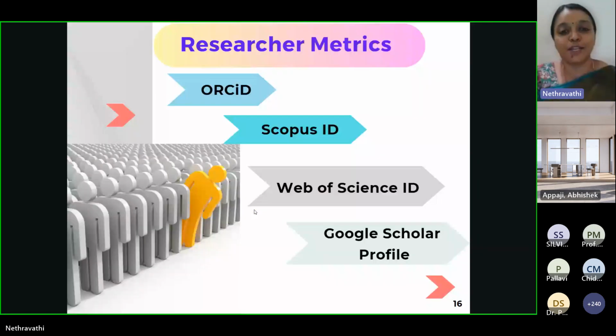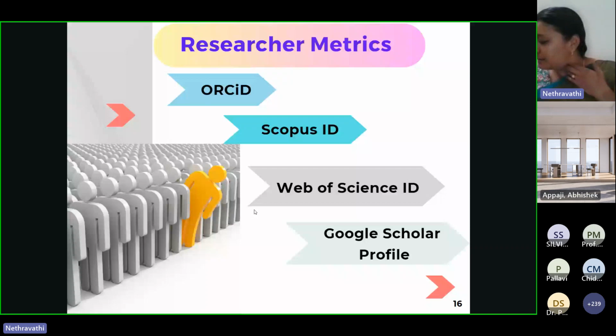What are the different researcher metrics we are going to cover today? There are so many researcher metrics available, four of which we are going to see today. During the polls, I saw that many of you already have a few of these IDs, so if I am repeating things which you already know, please have patience and bear with me.